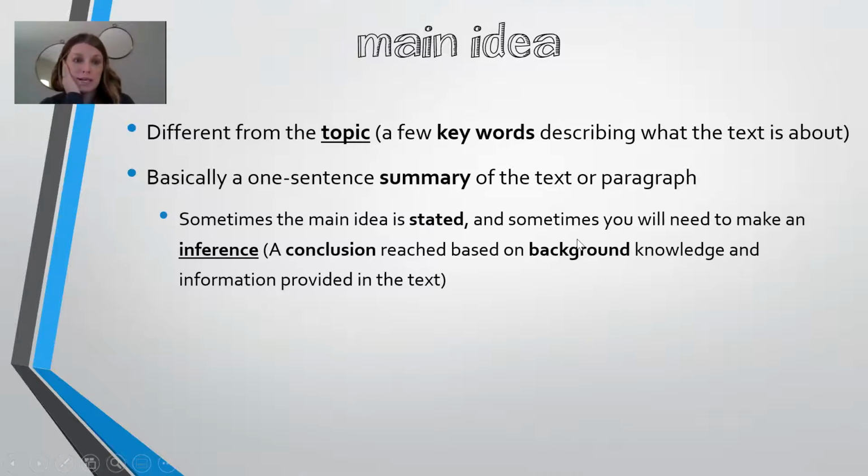So sometimes the main idea is stated outright, it's explicit, but sometimes you will need to make an inference, which is a conclusion based on background knowledge, stuff you already have in your head, and something that's in the text. An inference is where you go, I've taken hints from the text, and I know these things in my brain, and I'm going to put them together to make an educated guess.